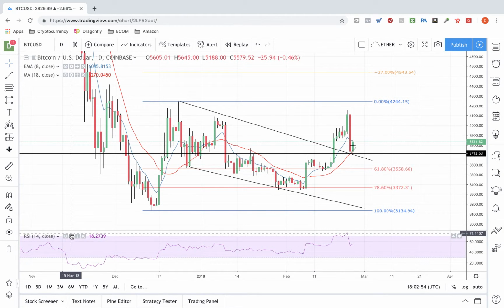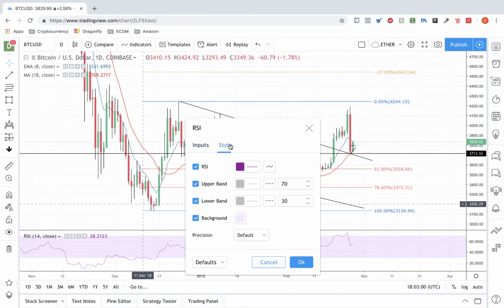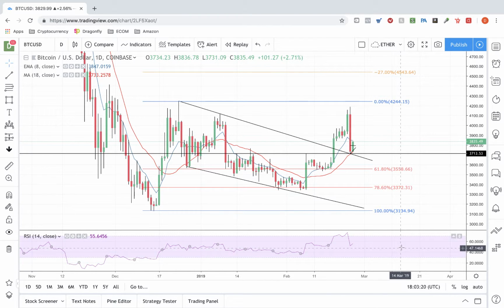RSI 14 close. If you wanted to change anything like the color of the line, you would go here. You would change the style. You can change it any way you want. You can change the color of the inside, the background color they call it. You can change the lower band here. You can change the upper band here. You can change the locations of the shaded area. Now, they're set at 70 and 30.